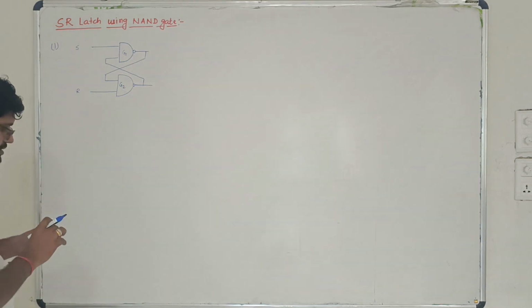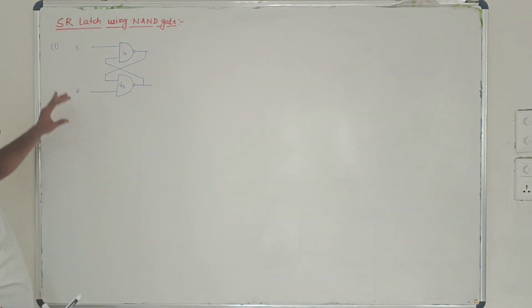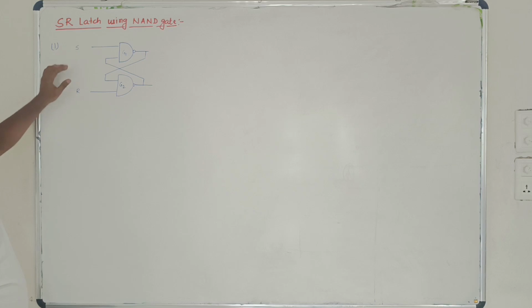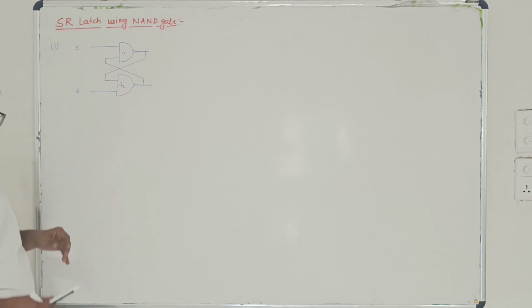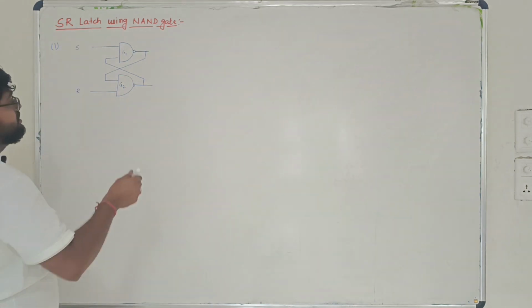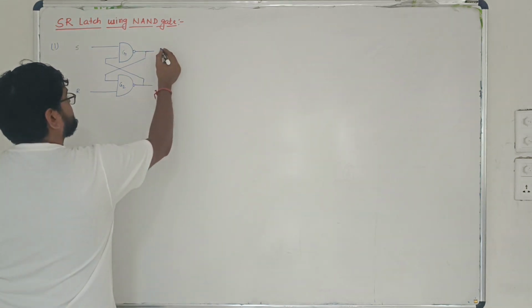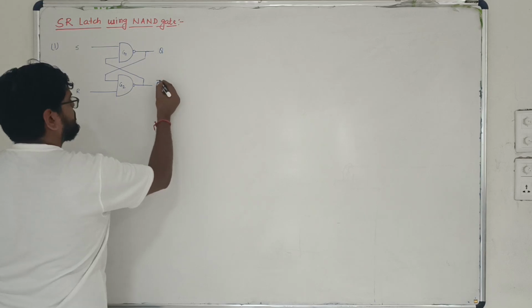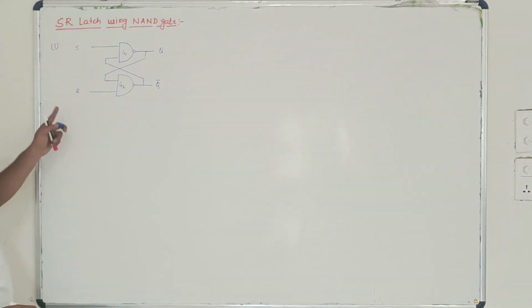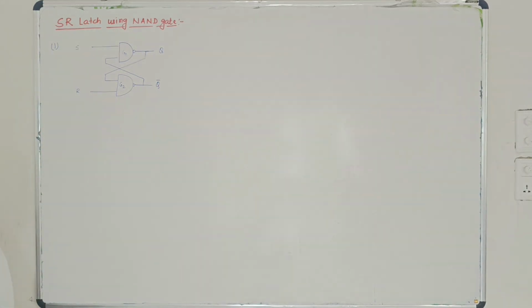Just remember this point, students: when we drew it with the help of NOR gate, S was at the bottom, R was at the top. But whenever we are designing it with the help of NAND gate, S will remain at the top, R will remain at the bottom. Do not get confused and do not make mistakes in the examination while drawing the diagram. Now there are two expected outputs. This one is Q and this one is Q bar. So this is the design of SR latch using NAND gate.